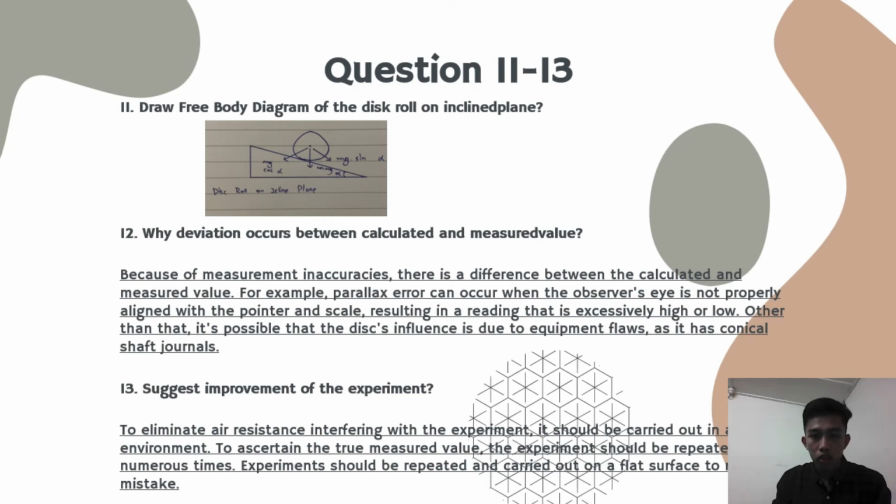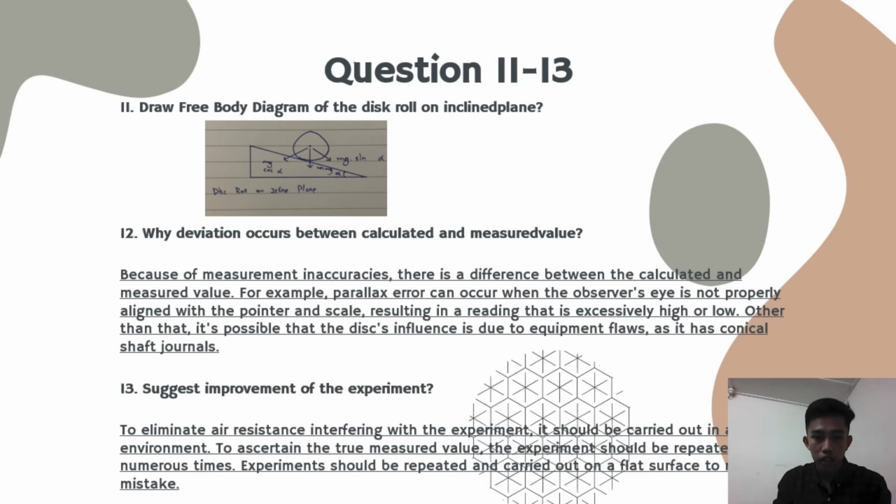When deviation occurs between calculated and measured values. Because of measurement inaccuracy, there are differences between the calculated and measured values. For example, a parallax error can occur when the observer's eye is not properly aligned with the pointer and the scale, resulting in a reading that is excessively high or low. Other than that, it's possible that this influence is due to an equipment flaw.